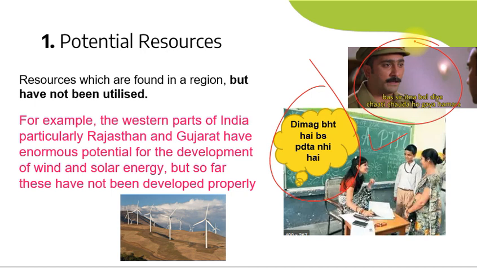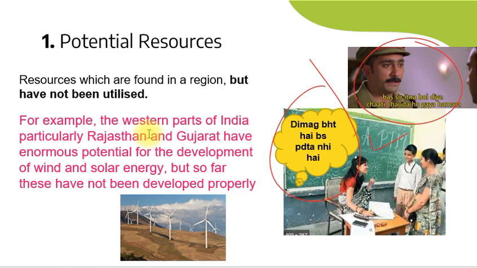जैसे गुजरात और राजस्थान के बहुत सारे एरिया ऐसे हैं जहाँ पर सोलर एनर्जी और विंड एनर्जी को यूटिलाइज किया जा सकता है to generate the power, but so far it has not been utilized.